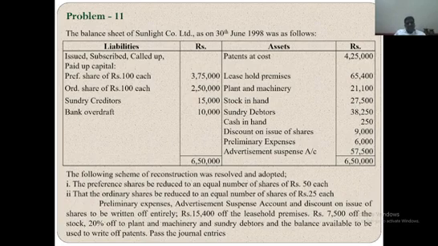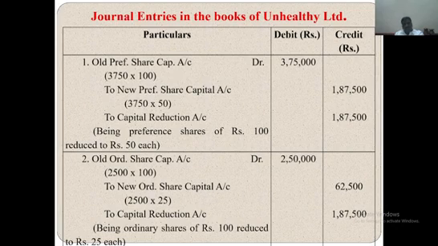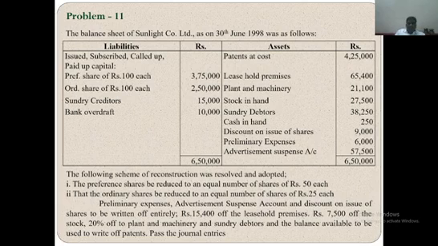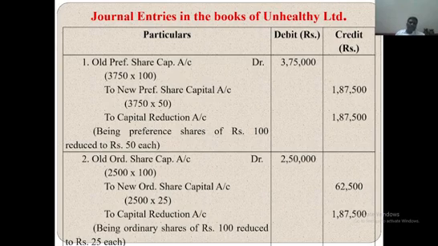So first journal entry, the following preference shares reduced to an equal number of shares of rupees 50 each. Preference shares value 100 each, but reduced to rupees 50. Journal entry: old preference share capital account debit 3,75,000 to new preference share capital account 3,75,000 divided by 2, and to capital reduction account 1,87,500, being preference shares of rupees 100 each reduced to rupees 50 each.